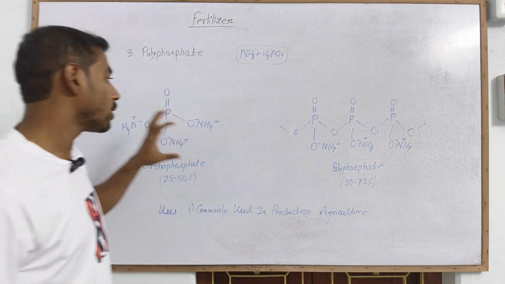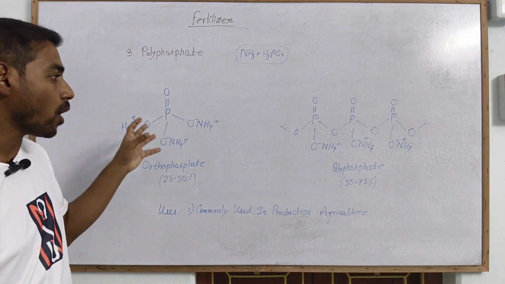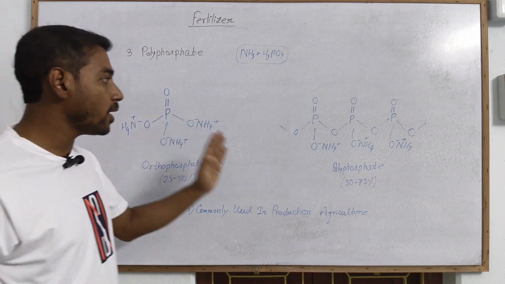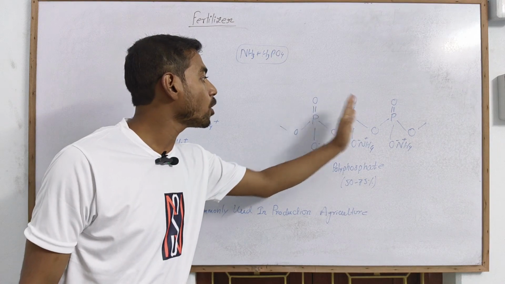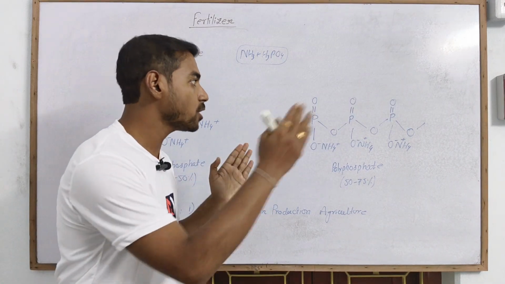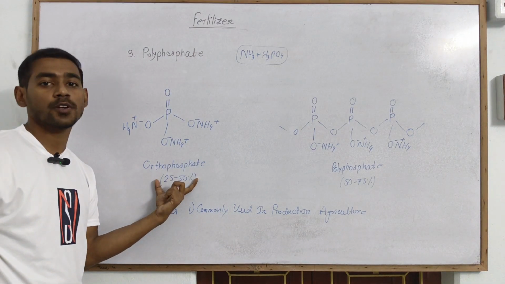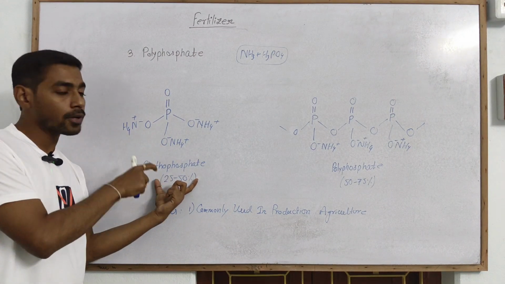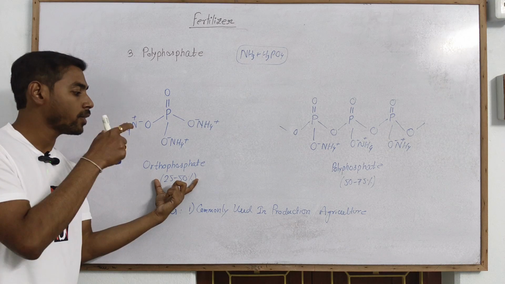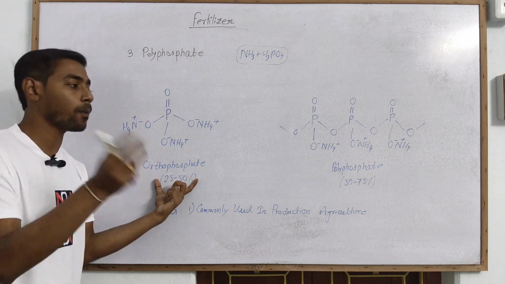So what the enzymes or the organisms are doing is breaking this polyphosphate chain into simple orthophosphate form, because when that is converted into simple orthophosphate form, it will be readily available for plant uptake.